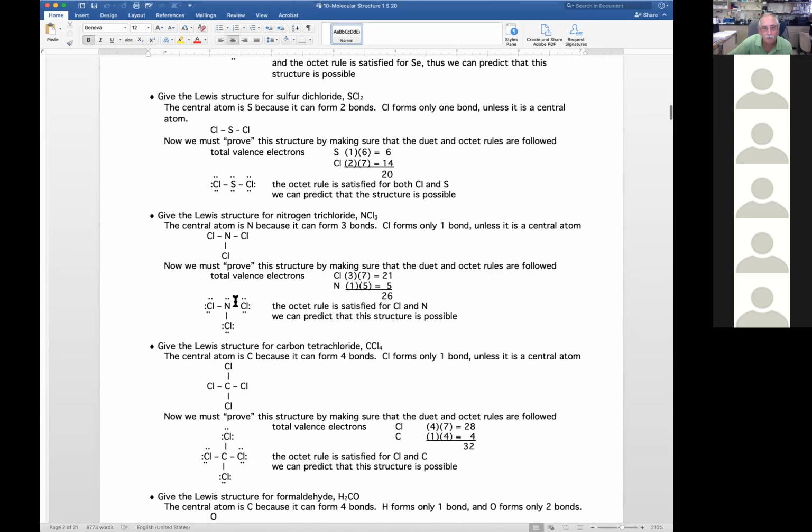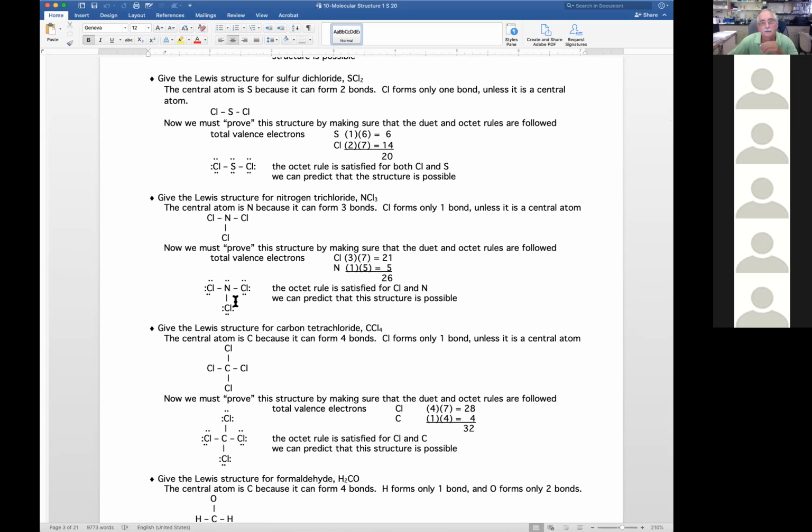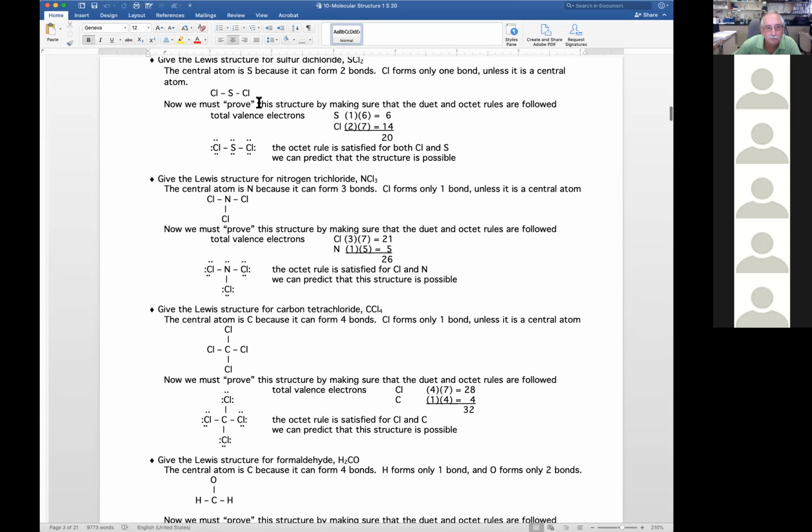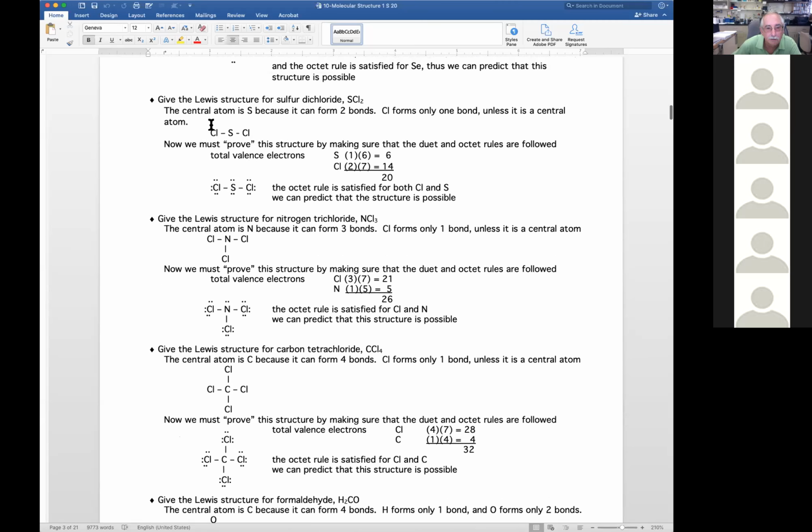We need to do a couple more before you guys start to get the hang of this. What about for sulfur dichloride? So I would predict that sulfur will be the central atom. Okay, it can form up to 2 bonds because it's in group 6. Chlorine only wants to form 1 bond because it's in group 7. So this is what I would predict.